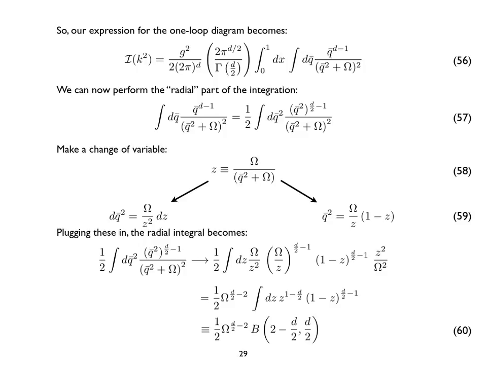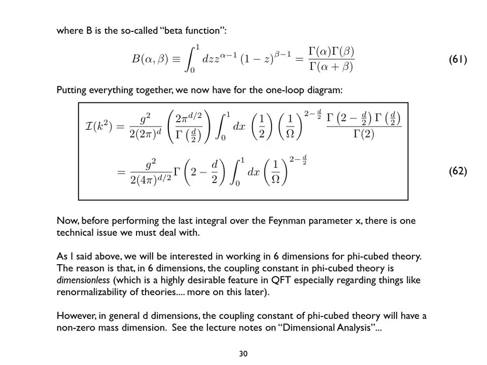And so what we do here, so we got to a point where we could do the radial part of the integration. To do that, I made another change of variable. I replaced q bar squared, which is just our rotated q, by z. And that allowed me to get down to something that looked like this. And this I can do because it's just what we call a beta function.